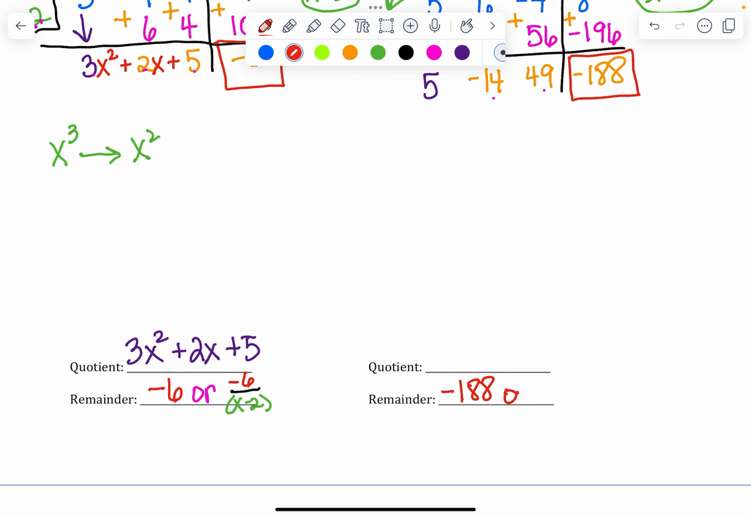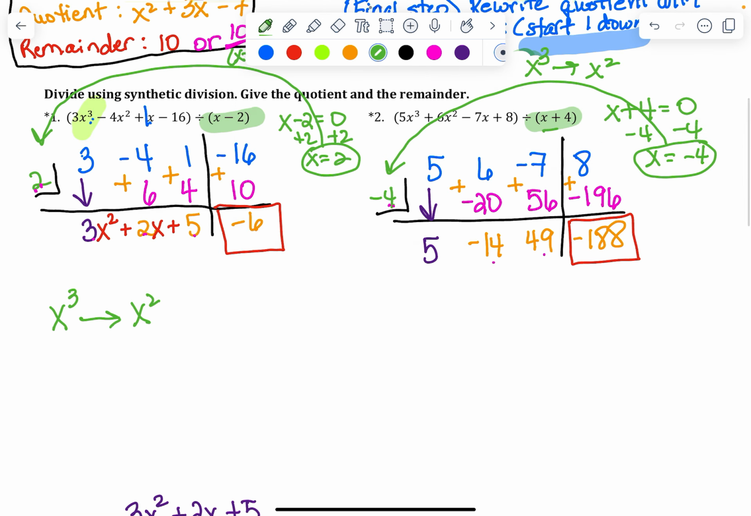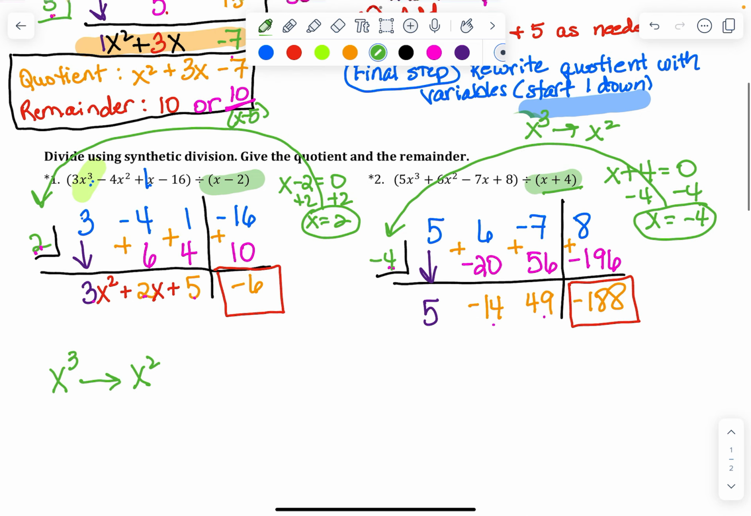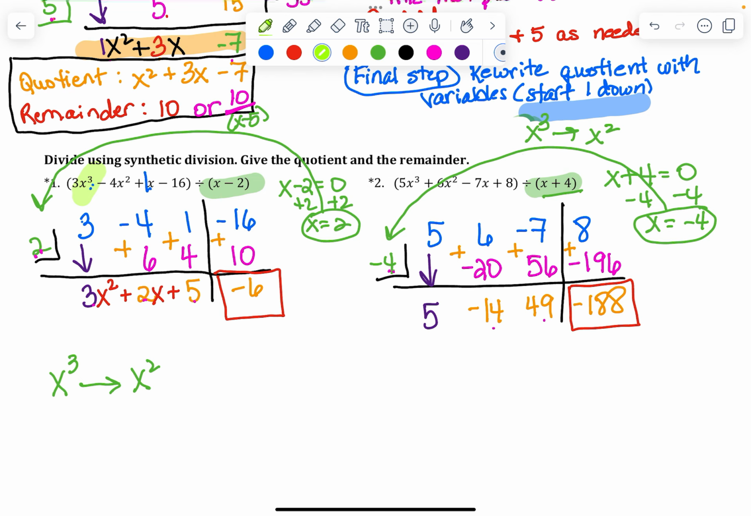The other way that you will see some people write it is to take that negative 188 and then you put your divisor underneath it, the original, which was this x plus 4. Okay, now we've got to write our quotient. So on this problem, we started with x to the third. So if I start with x to the third and I need to go down 1, I'm going to start my quotient with x squared.